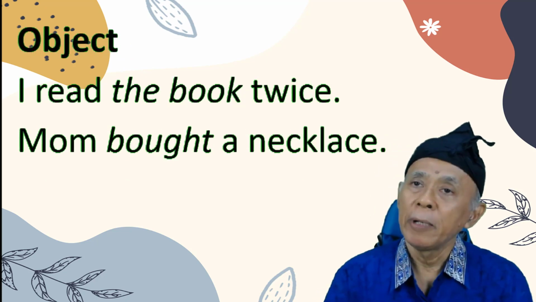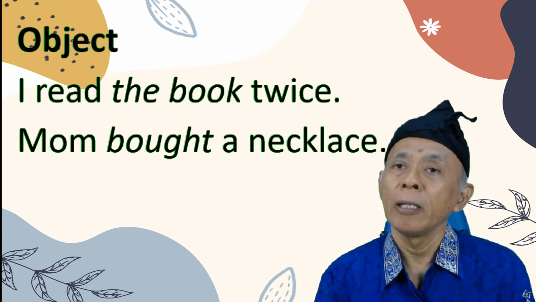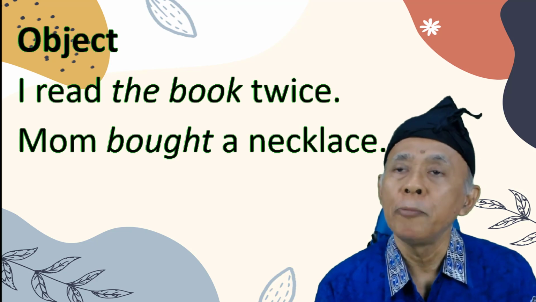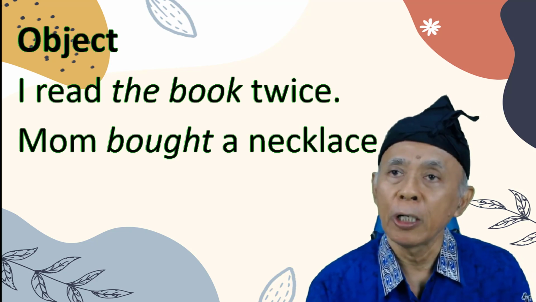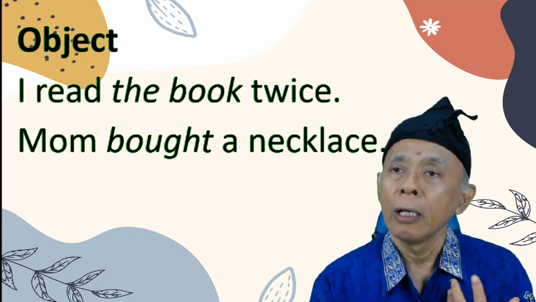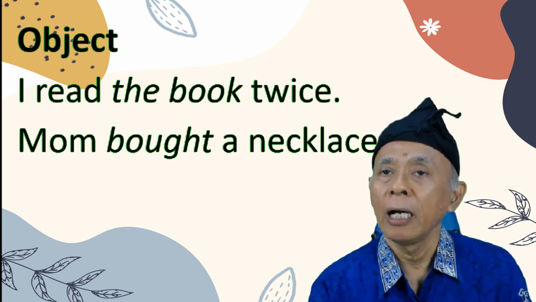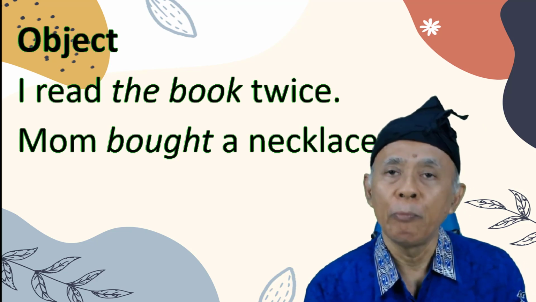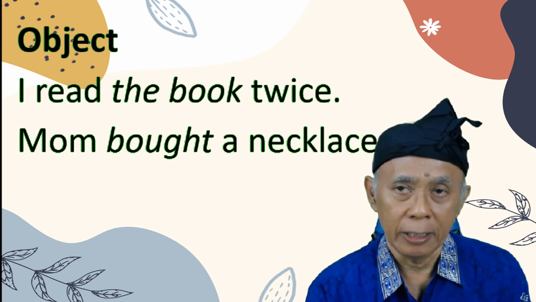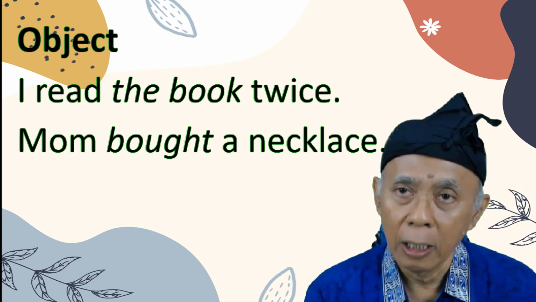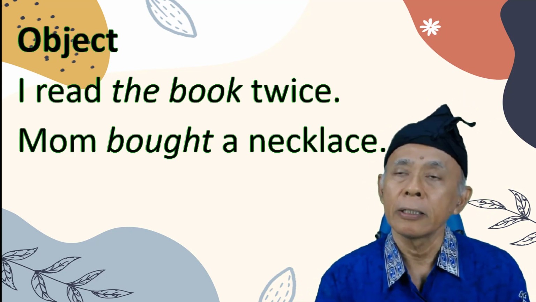The next element, we have an object. I read the book twice. The book here is the object of the verb reading, the object of the action reading. Mom bought a necklace. A necklace is the object of bought. The action of buying is directed to the necklace.